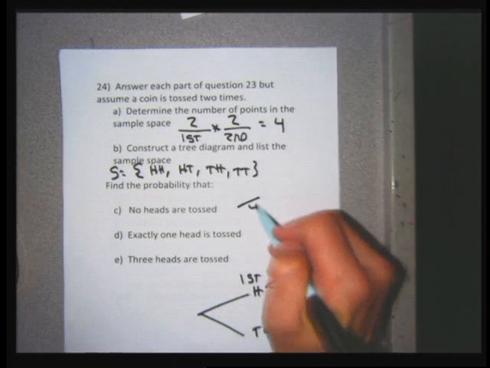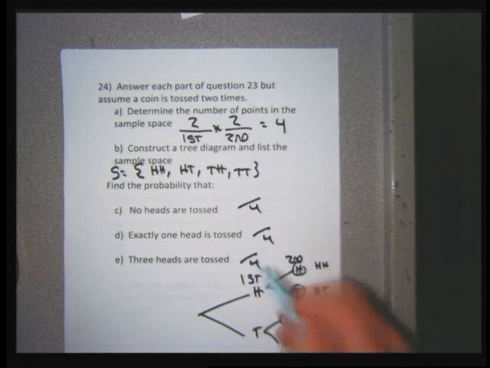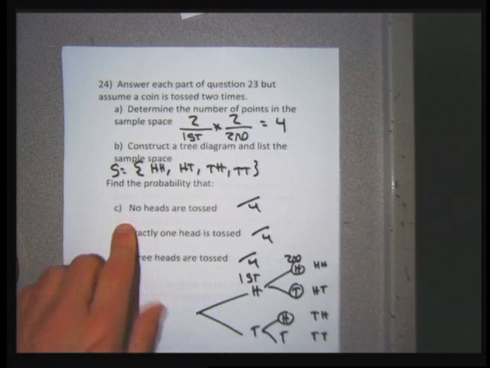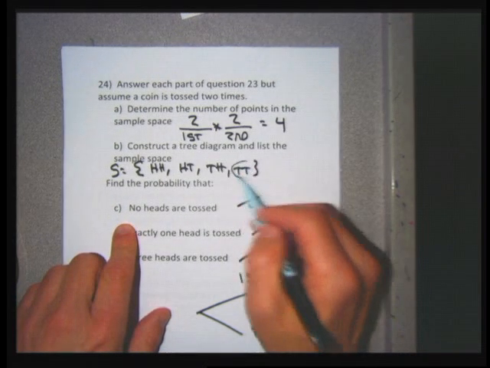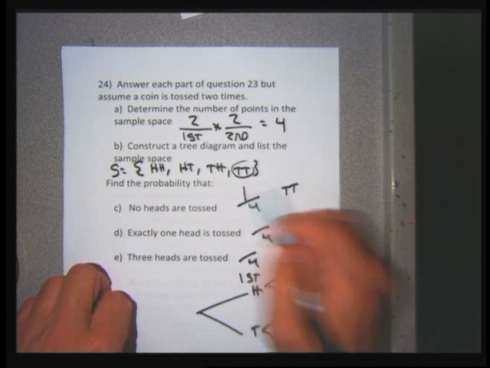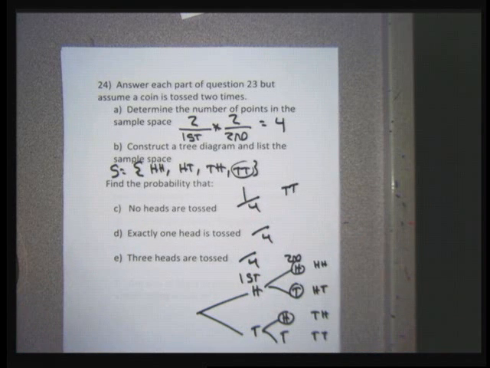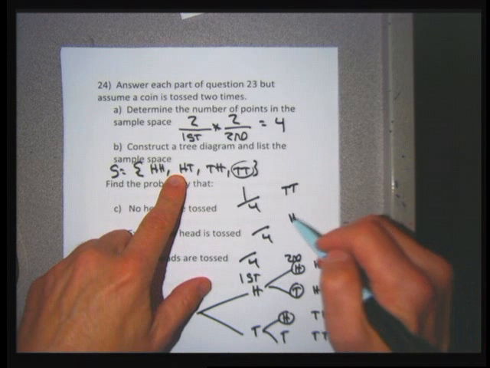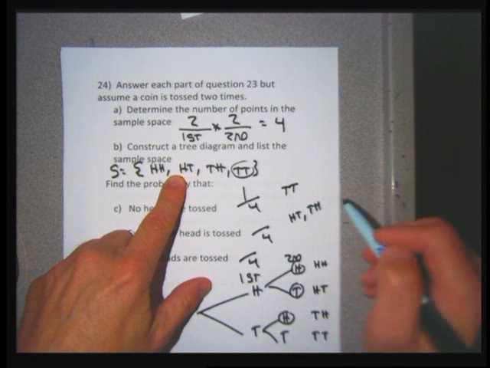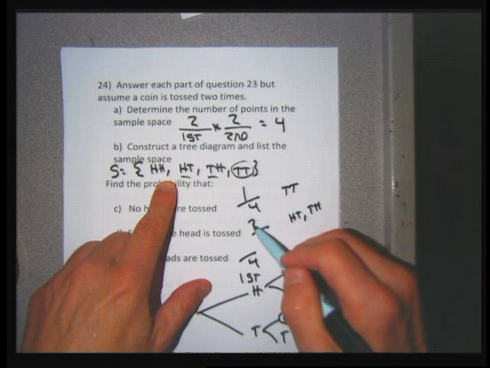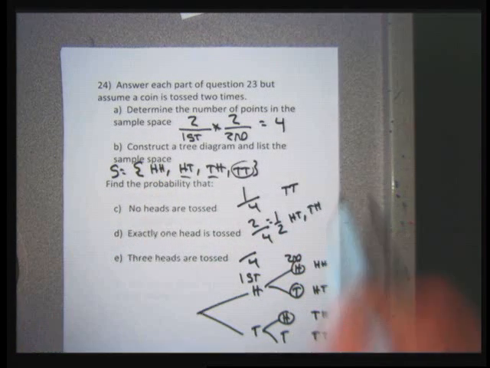So for each one of these, my denominator is 4, and the numerator is the number of things in the sample space that fit the criteria. Part C says no heads is tossed, and for part C, I'm only counting the double tail. That's the only one with no heads, so the numerator is going to be 1. For part D, for exactly 1 head, I'm going to count the head tail and the tail head, because those 2 have exactly 1 head. So it's going to be 2 over 4, which I'm going to reduce to 1 over 2.